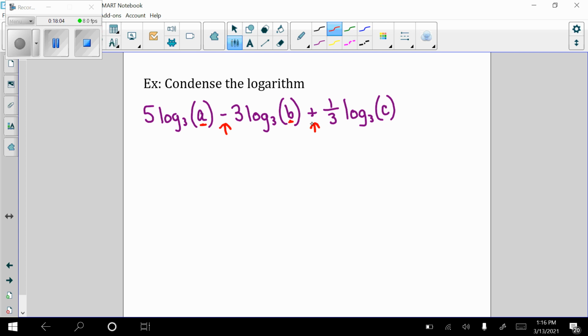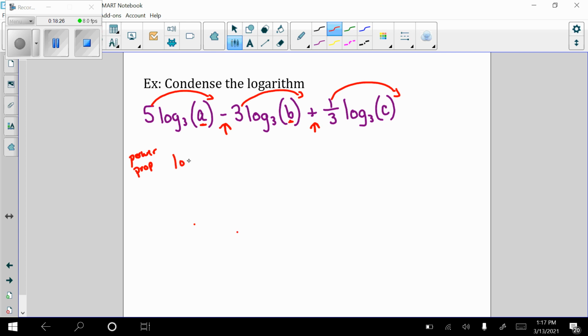The first thing I'm going to do is bring those powers back up, though. So I'm going to use my power property and bring my exponents back up with my arguments. When you bring that 3 up, go ahead and leave it at subtraction. Don't bring up a -3. It just complicates things a little bit.